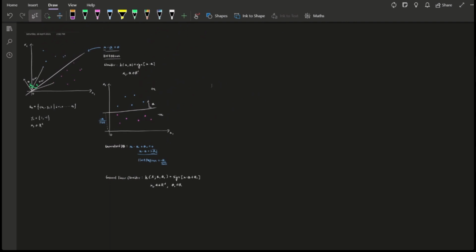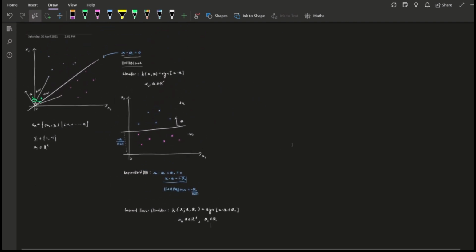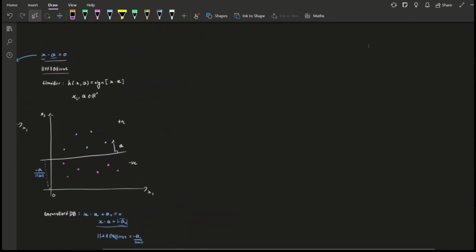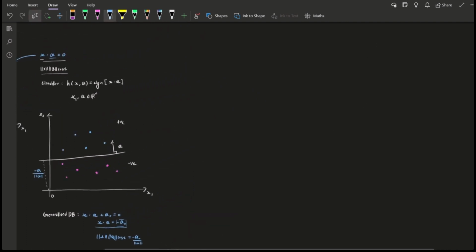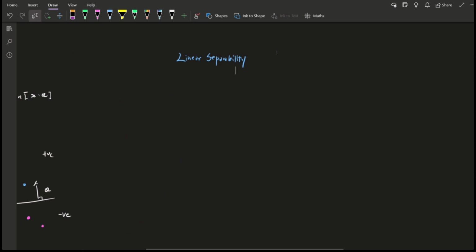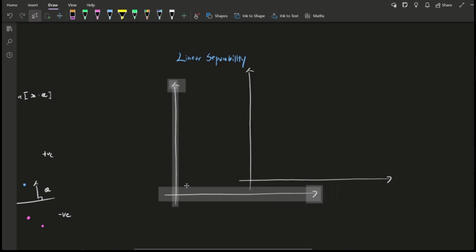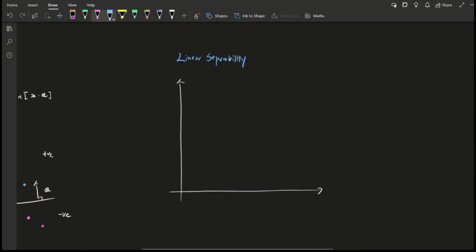Okay, so with that said, before we actually move on to talk about errors and so on, there's one concept that we should understand that is called linear separability. So let's again get some data points. Let's say something like this, maybe.